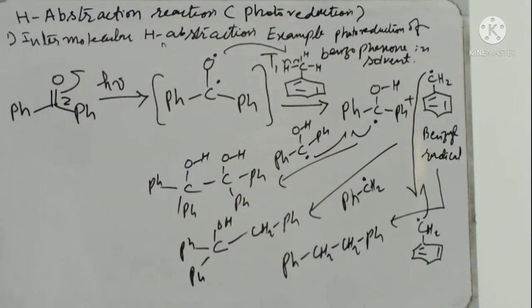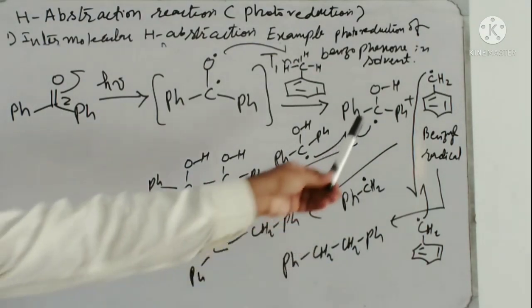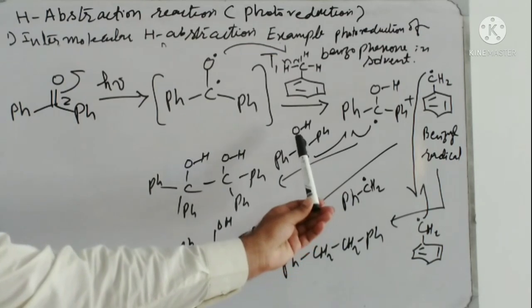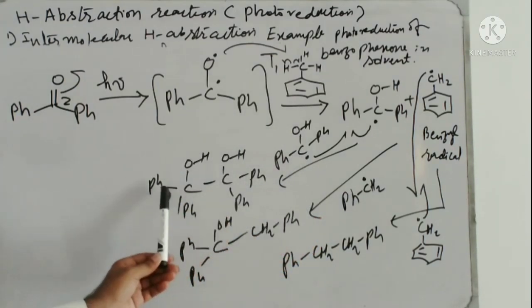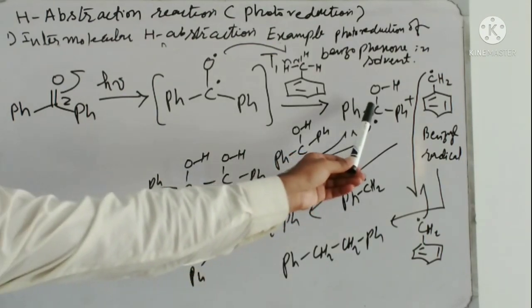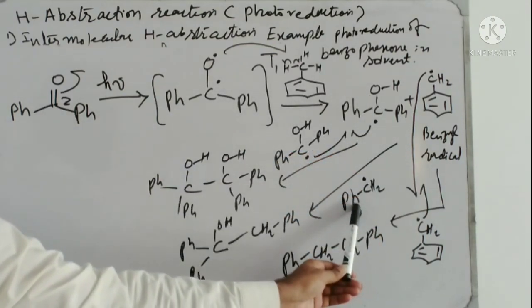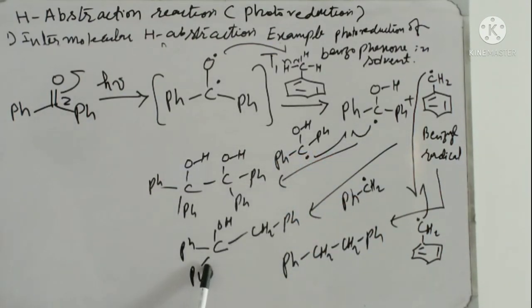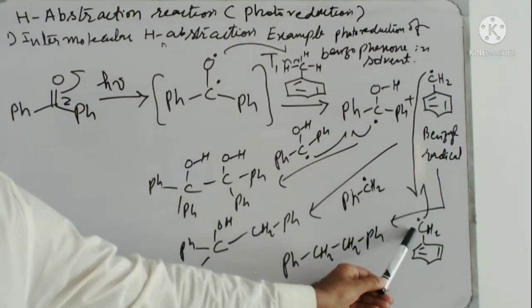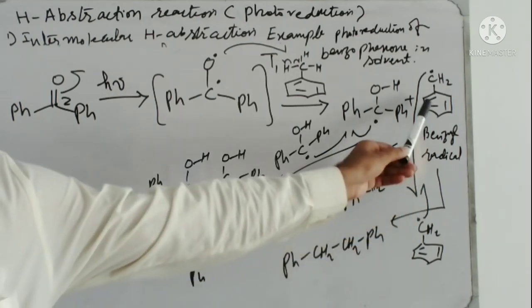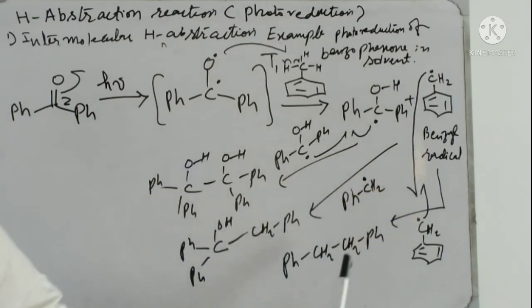Now there are three possibilities again. If this radical combines with a similar species, we get this benzopinacol type product. If this radical combines with the benzyl radical, we get this type of product here. And if this benzyl radical and this benzyl radical combine with each other, they produce this type of product.